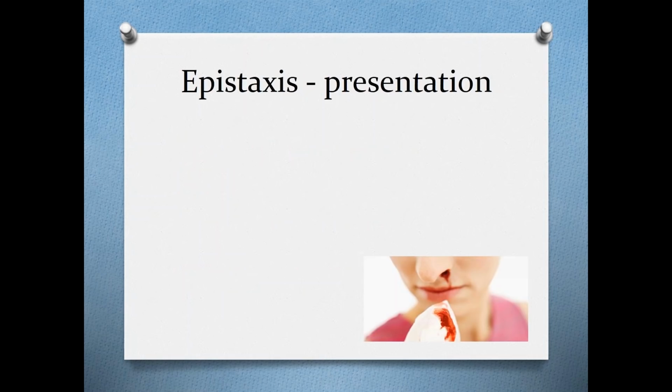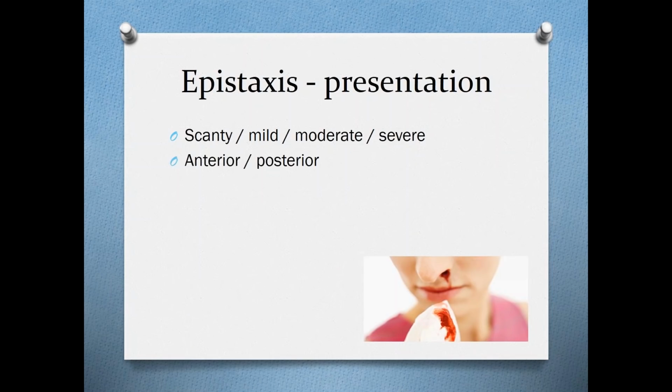Epistaxis. The history that I want to know from the patient is whether it is just scanty, mild, moderate, or severe. It's not easy to quantify often, but still worth asking. Whether it starts trickling out the front or goes down the back first. Are there any triggers, or does it happen just on its own? Any red flag symptoms: dental pain, blockage, paresthetic symptoms, diplopia, anything that's pointing towards a space-occupying tumor or something at the back of the nose.